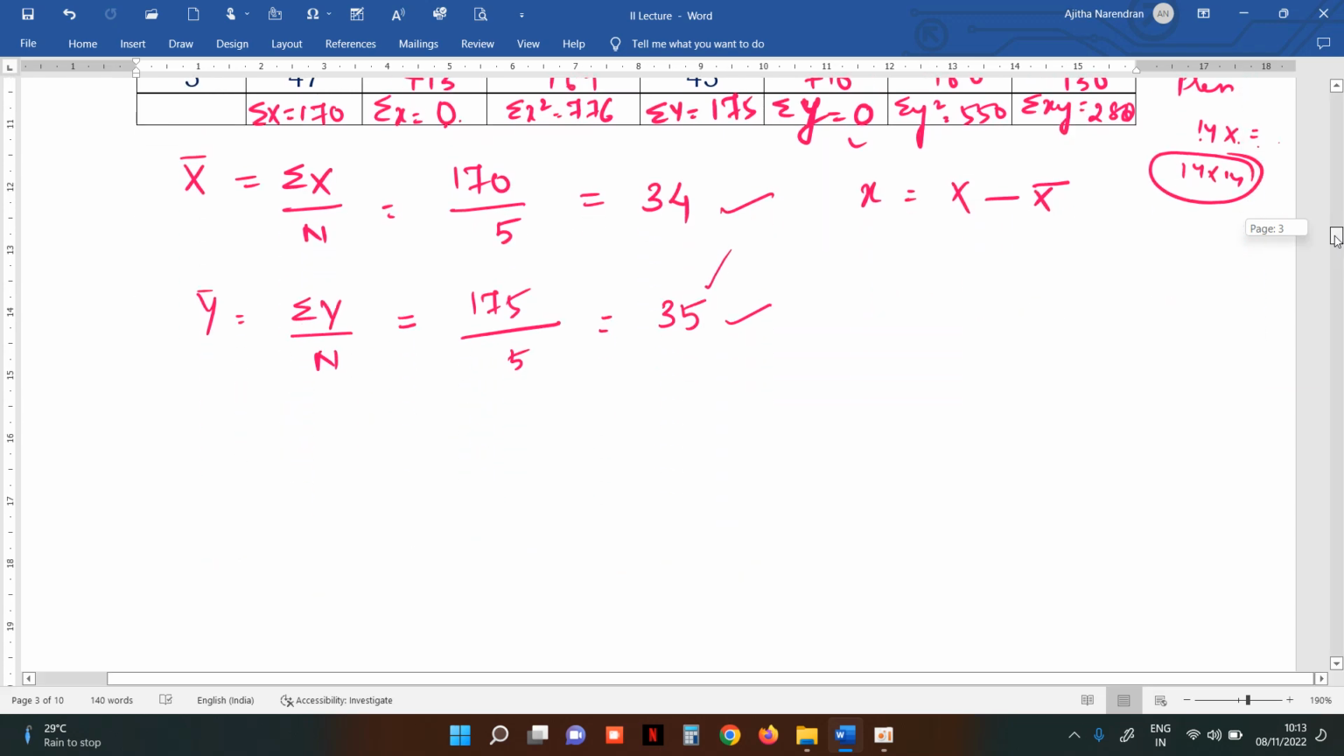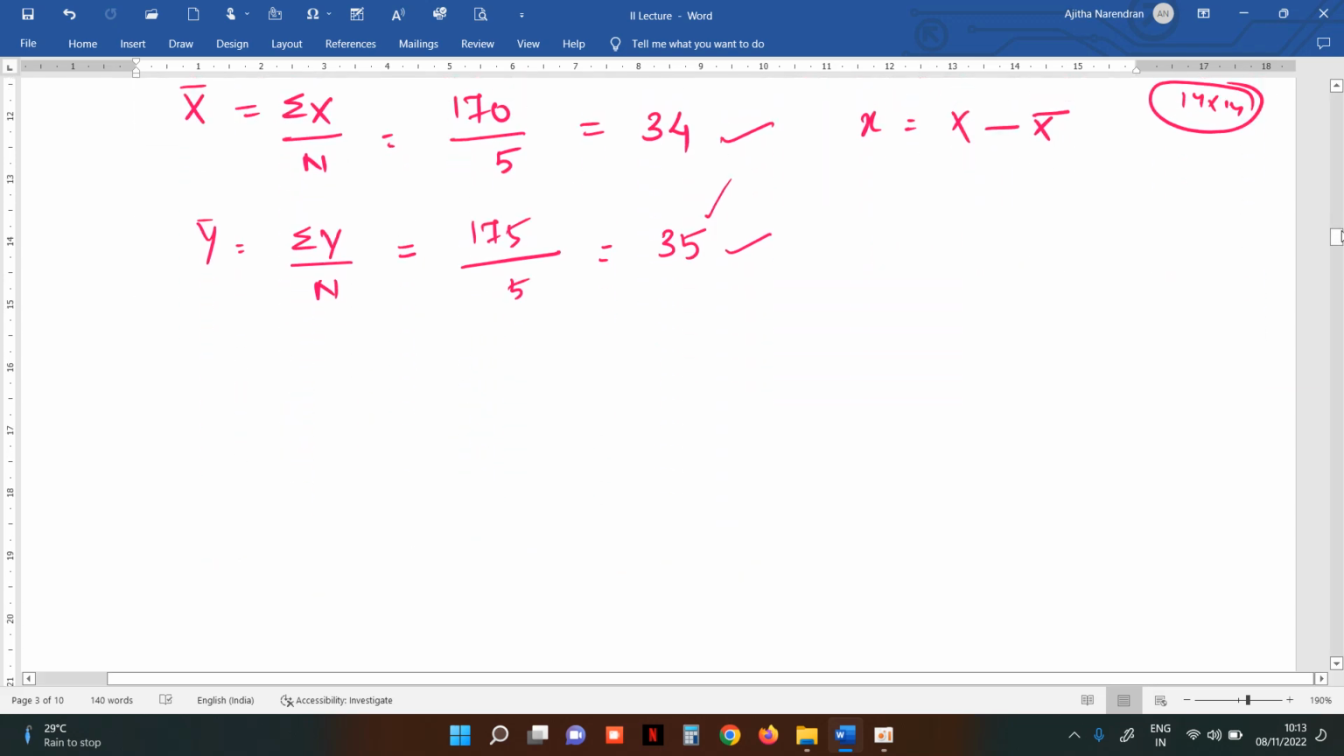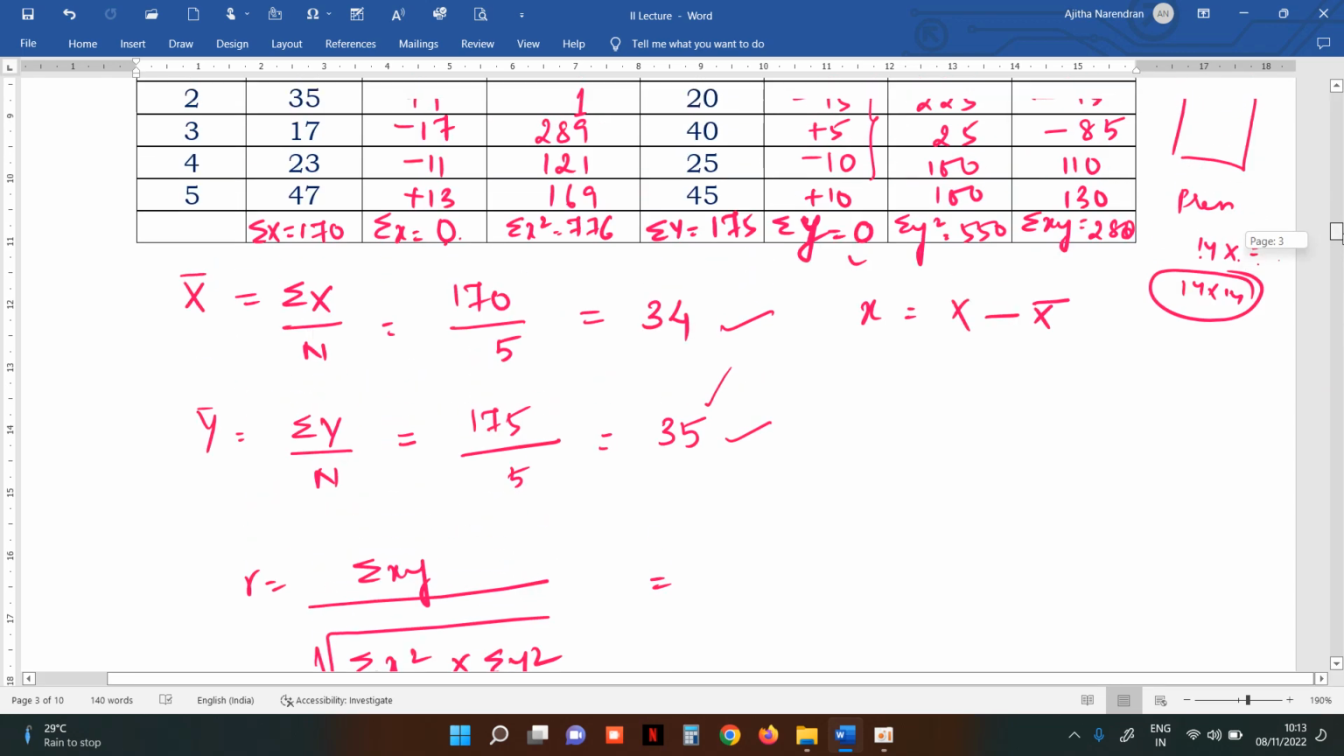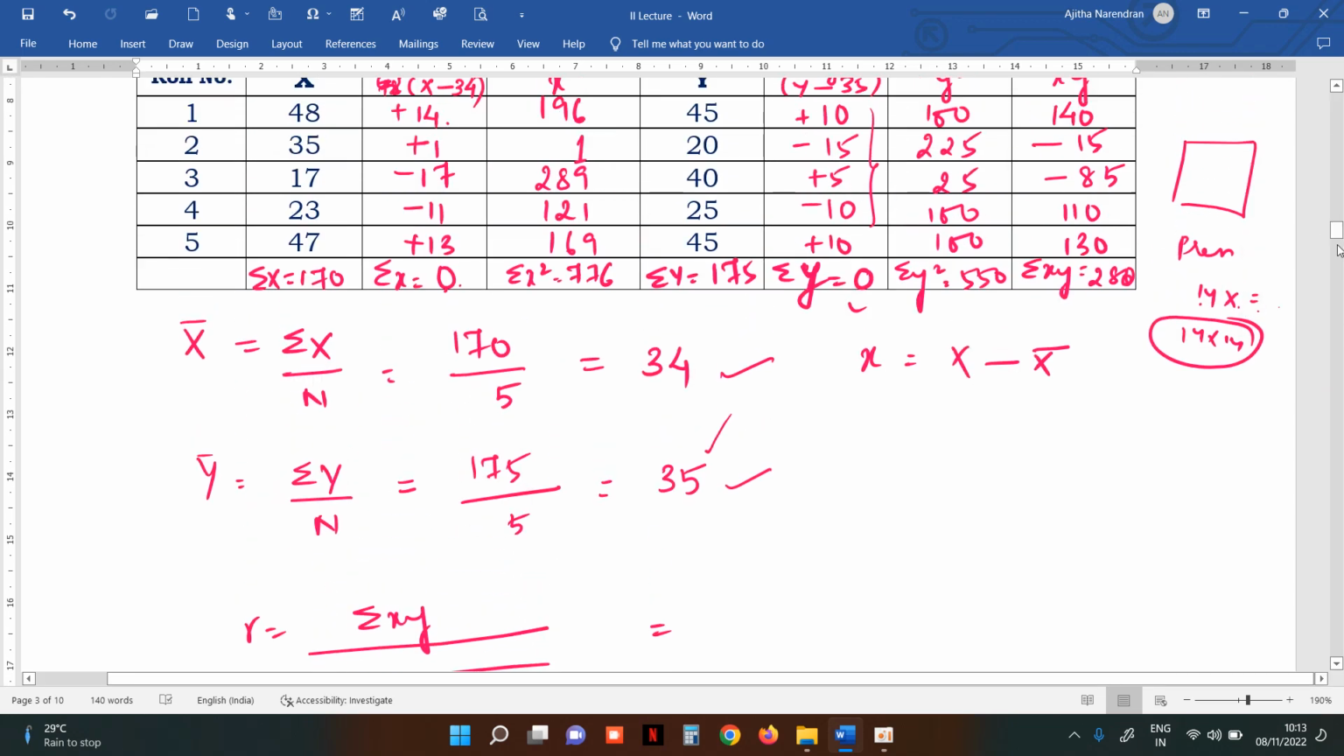Now you can put the values and do the sum. So r is equal to, the formula is summation of xy divided by root over summation of x square into summation of y square. The formula is also very simple. Now let us see what the values are. Summation of xy is 280. 280 divided by root over summation of x square, which is 776, into summation of y square, which is 550. This is the value which you have to write under the square root.